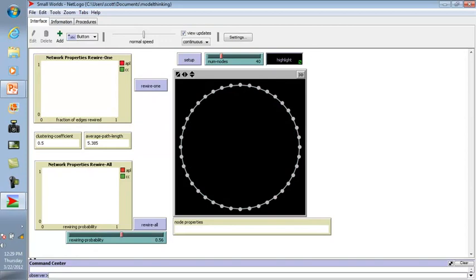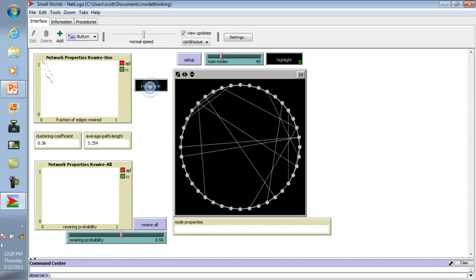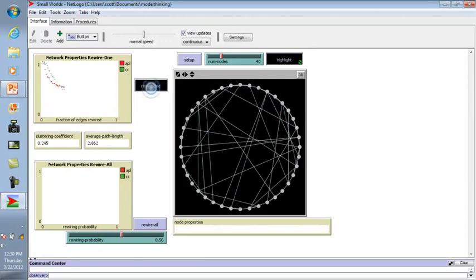I'm going to sit here and I'm going to rewire. Notice the clustering coefficient starts out at 1/2, and the average path length is 5.4. Now as I start rewiring, the clustering coefficient falls, and that's because before everybody was connected just to their neighbors around them, so there were lots of clusters. So the clustering coefficient falls, and the average path length is falling fast. It's now down to 2.8, 2.7, and so on.